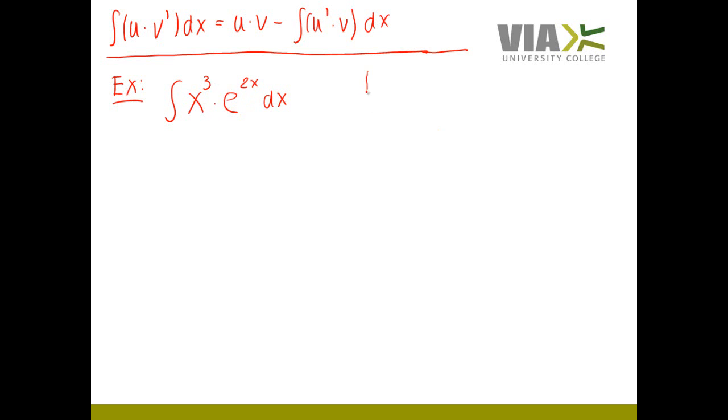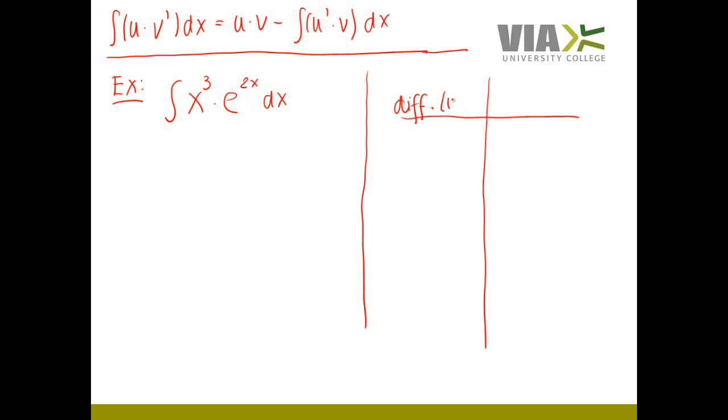So if we should create this table overview, which we talked about just before, we have two columns. In the left column I will include the function which I will differentiate, which is u, and in the right column I will include the function which I'll integrate, which is v. And the rule of thumb tells me that I should go for x to the power of 3 as the function u and e to the power of 2x as the function v. So then what I do is that I differentiate the x to the power of 3 until I reach 0. So the first time I differentiate it, I get 3x squared. Next time must be 6x, 6, and 0.